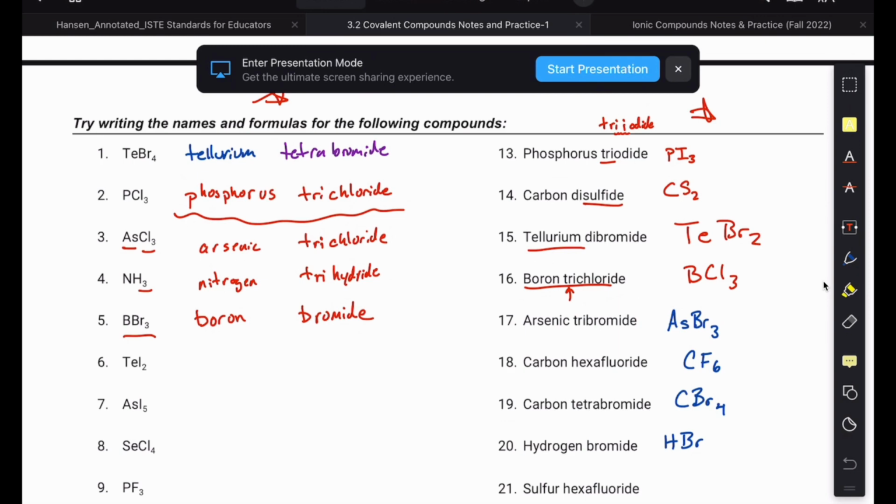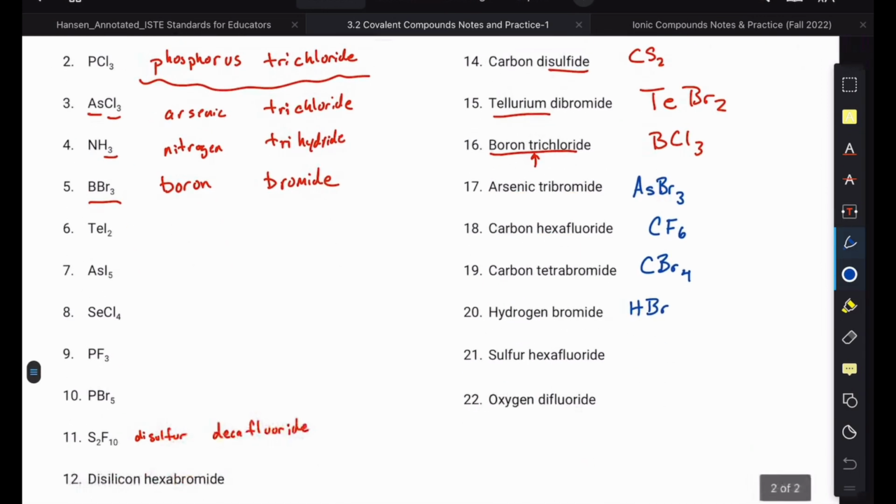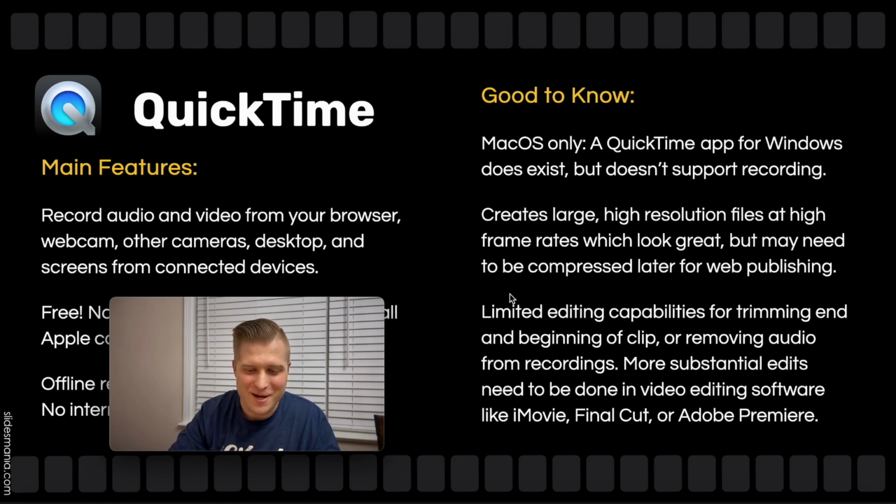So here's an example of something I've done with my chemistry students. I could do live annotations with a pen and go through some of these practice problems, like writing the formula for sulfur hexafluoride, which would be SF6. And when I'm all done, just exit out. Just like that. That's QuickTime.